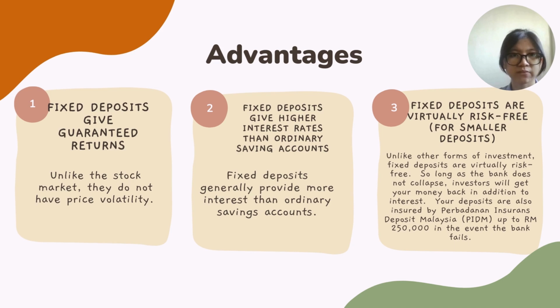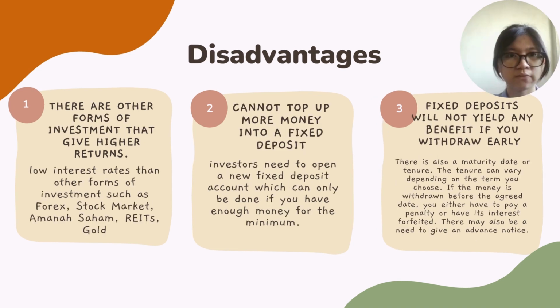The first advantage is fixed deposit gives guaranteed returns. The second is fixed deposit gives higher interest rate than ordinary saving accounts. The third is fixed deposit is virtually risk-free for smaller deposits. The disadvantage of fixed deposit is there are other forms of investment that give higher returns. The second disadvantage is cannot top up more money into a fixed deposit. The third disadvantage is fixed deposit will not yield any benefit if you withdraw early.